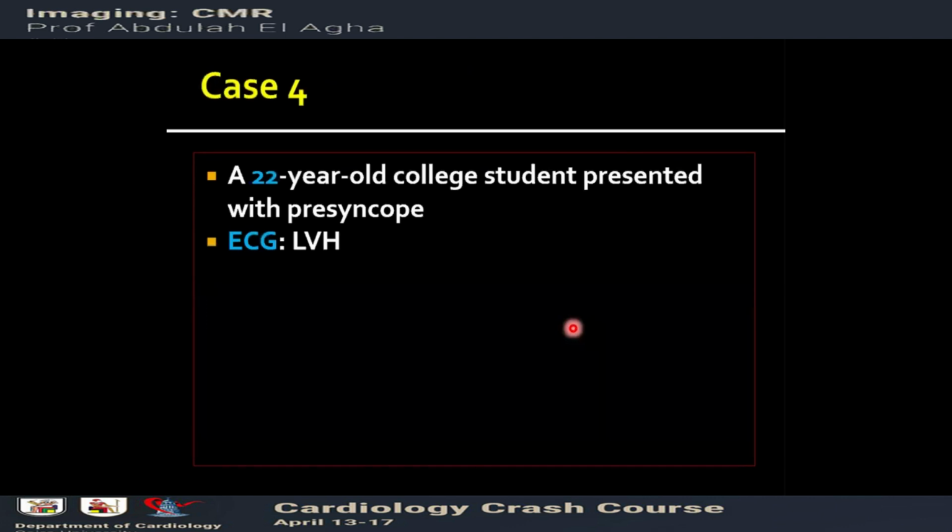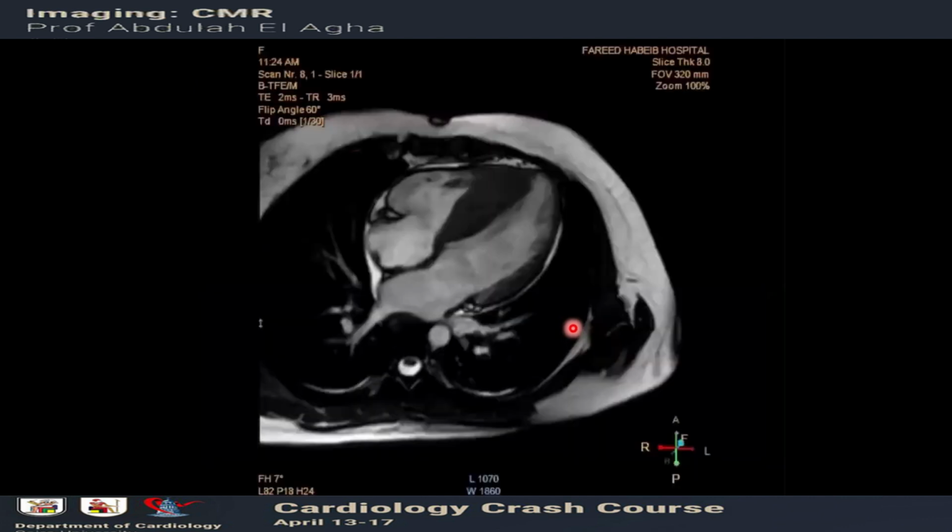Okay. Another case: a 22-year-old college student presented with presyncope. The ECG shows LVH, and echocardiography shows hypertrophic cardiomyopathy, a classic case with asymmetrical septal hypertrophy. Is presyncope one of the indicators that puts the patient at high risk for sudden cardiac death? No, presyncope is not.